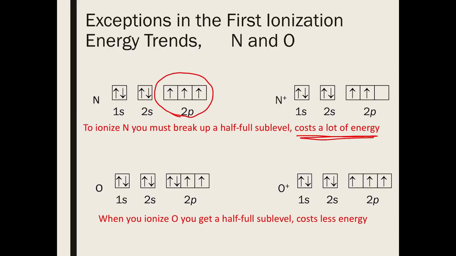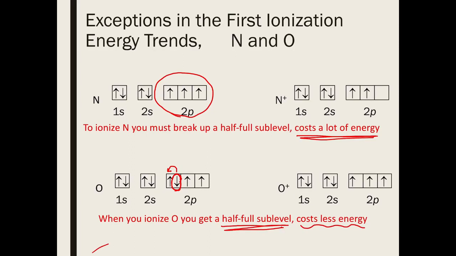Whereas if we look at oxygen, if we take off this electron here, this electron is being repelled by this electron. They're kind of sharing the space. They're sharing that orbital. And since they're sharing that orbital, they're experiencing a larger amount of repulsion, making this electron fairly easy, comparably, to pull off. And when we ionize oxygen, we get a half-full sublevel, which again is particularly stable. So this costs less energy for these two reasons.